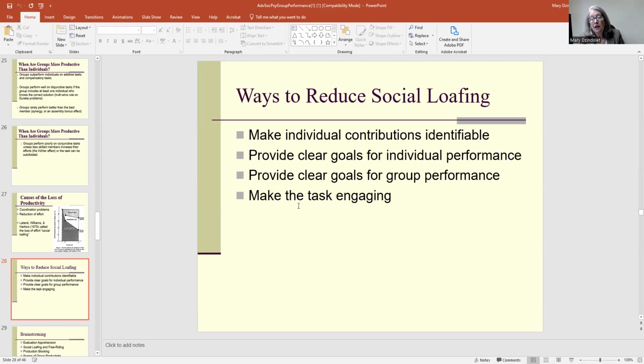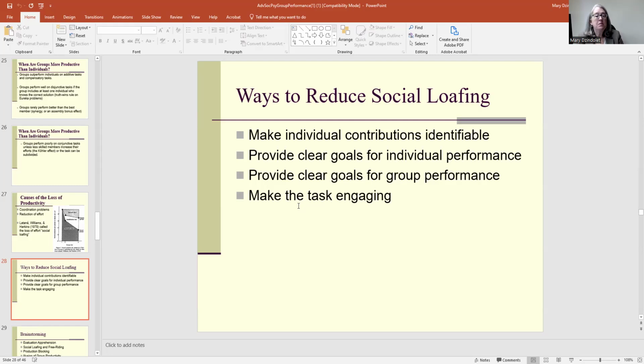Okay. Now, sometimes it's easy to make individual contributions identifiable. Sometimes it isn't. When it's not, what you could do is give very clear goals for individual performance. And sometimes that's possible. In a tug of war, it would be really hard to say, you need to make sure that you put at least X amount of torque on this rope. I won't know if I'm actually having that much torque on the rope. Do you know what I mean? But when possible, if you have clear individual goals, that will reduce social loafing. And having clear group goals will reduce social loafing.